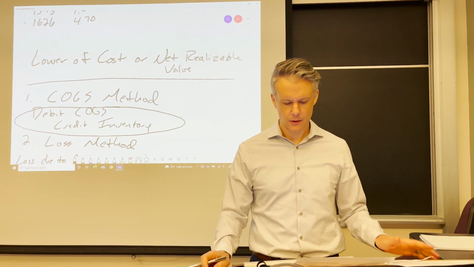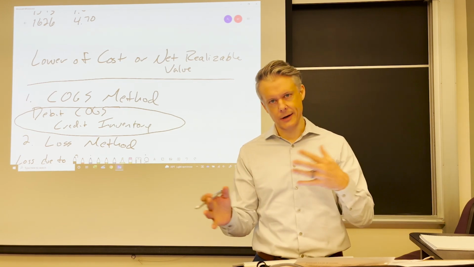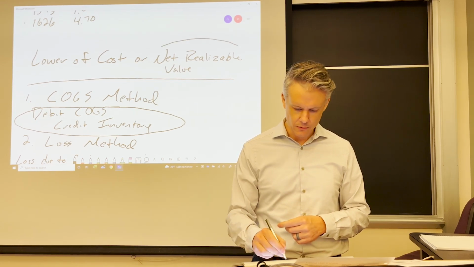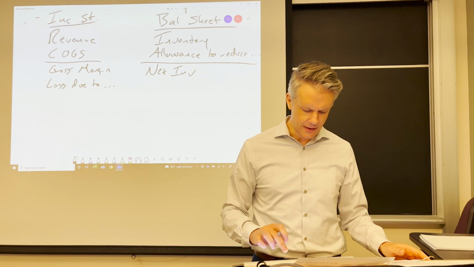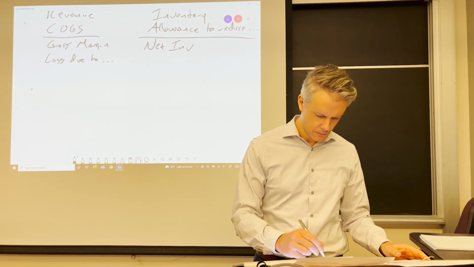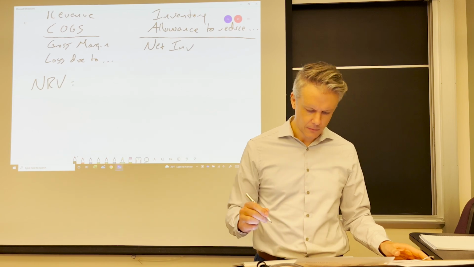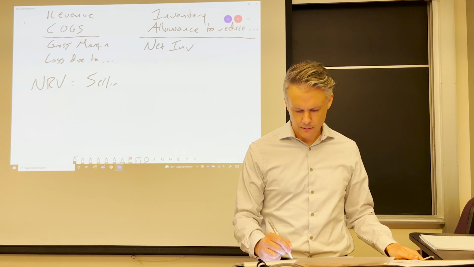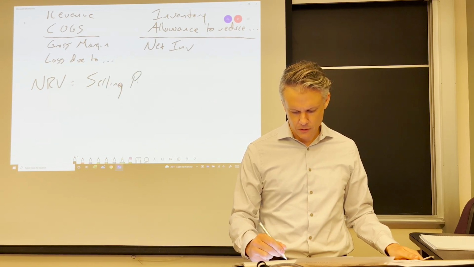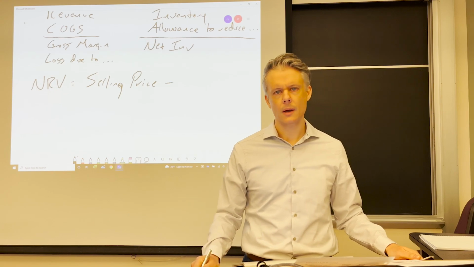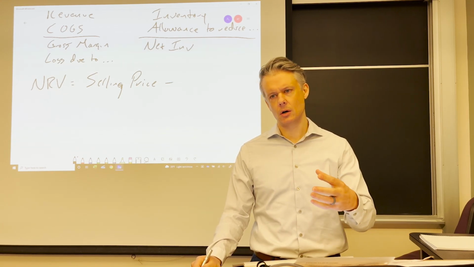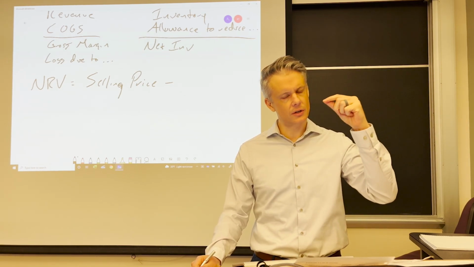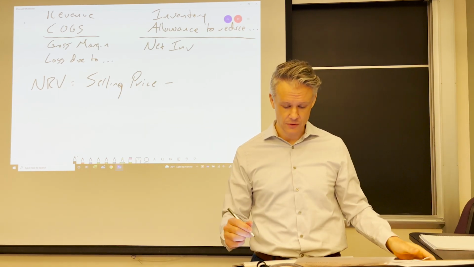I want to go into a problem, but before I do, let me just address one more thing for our notes. This is the lower of cost, we know that's the original price we paid for the inventory, or net realizable value. So what exactly is net realizable value? Net realizable value is our estimated selling price for the inventory minus any estimated cost that we will incur to sell the inventory. Selling costs, cost to complete the inventory, get it ready for sale.